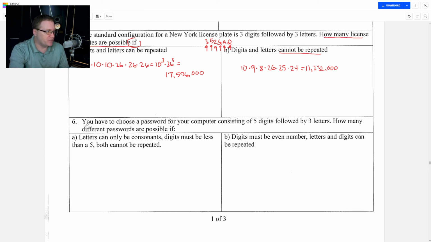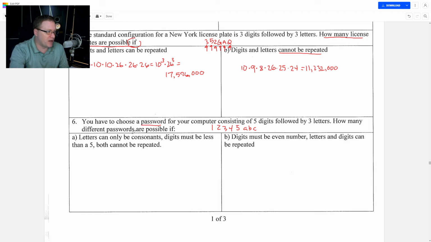Same type of problem, all right? We need to choose a password, and our password is going to be 5 digits followed by 3 letters. So maybe it could be like 1, 2, 3, 4, 5, and then A, B, C. This is our password. It could be something like this maybe. But we're going to have some restrictions on what we can do.